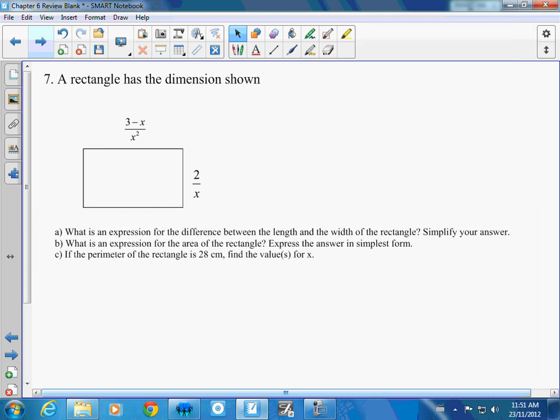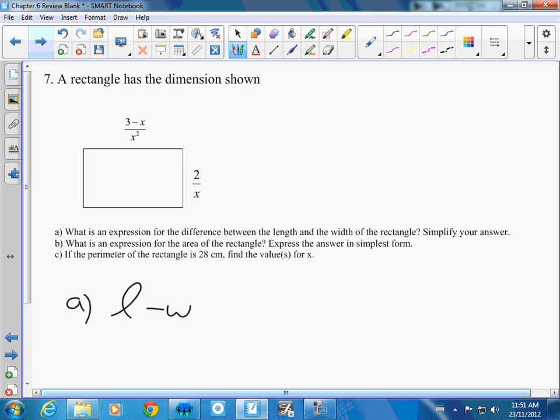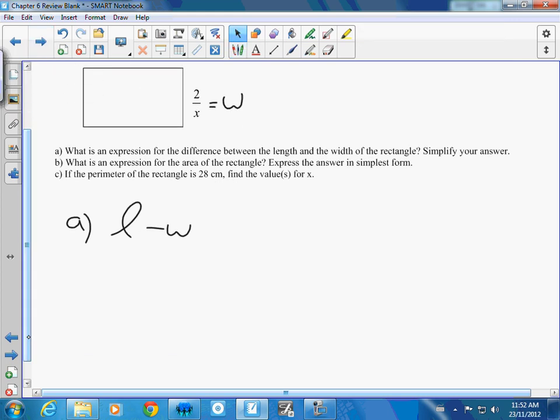Okay. Write an expression for the difference between the length and the width. Difference. What's that mean? Minus. Between the length and the width. So basically we're taking length and minusing width. Isn't that what we're saying? Which one of these is the length? So that's the length. Which one of these is the width? Could you write me an expression that takes the length and minus the width?